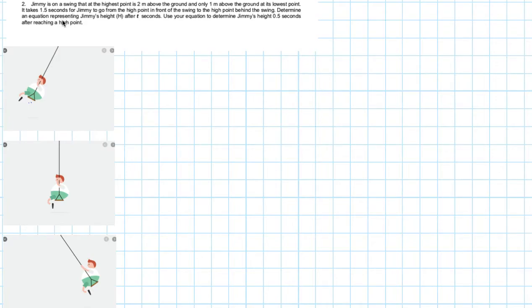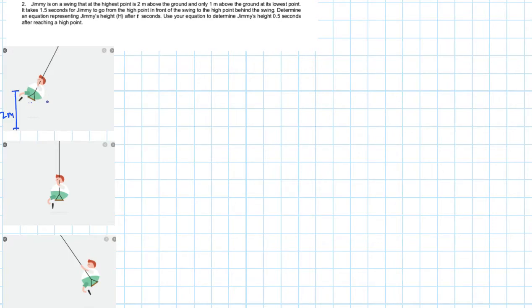So we have Jimmy swinging around, and this is quite a typical trig modeling question. We understand that the height of Jimmy on the swing above the ground can be modeled by a sinusoidal wave, so either sine or cosine will fit here. Let's assume that in the first picture, Jimmy is the highest above the ground. The height from here to the ground is 2 meters.